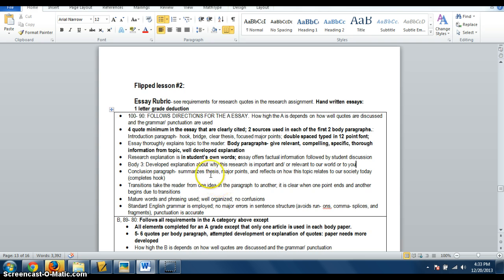So conclusion paragraph summarizes the thesis, major points, reflects on the topic, relates to our society today, completes hook about the celebrity that had nothing and made something out of himself, the American dream. The transitions take the reader from one idea in the paragraph to another. It's clear. This should be a semicolon, is it? I can't tell. Let's change it. It is clear when one point ends, another point begins due to transitions. Mature words and phrasings are used. It's well organized, no confusions. Standard English grammar is employed, no major errors in sentence structure, avoid run-ons, comma splices, fragments, punctuation is accurate.